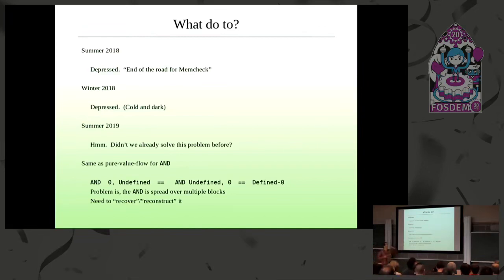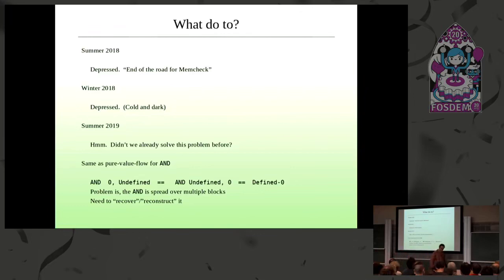And then this summer, I was sitting in my garden, and I'm thinking, that's funny. I'm sure I already solved this problem once. Yeah, this is actually the same deal as for AND, where AND to 0 and undefined produces a defined result. The problem is that the AND has been separated out over multiple basic blocks. So that pure value flow instrumentation doesn't kick in and won't remove the error.